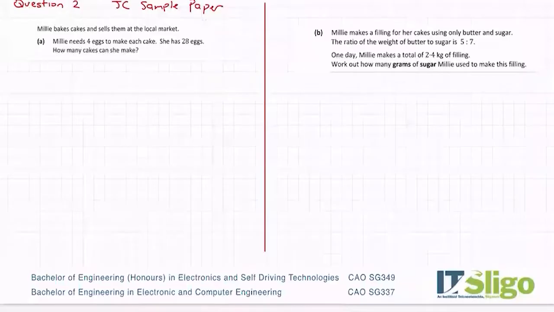Right, let's have a look at question 2 on that paper. Millie bakes cakes and sells them at the local market. Millie needs 4 eggs to make each cake. She has 28 eggs. How many cakes can she make?